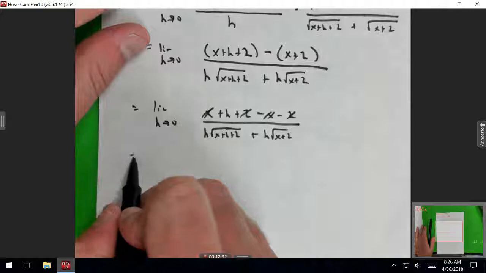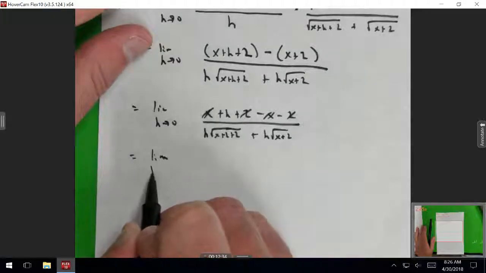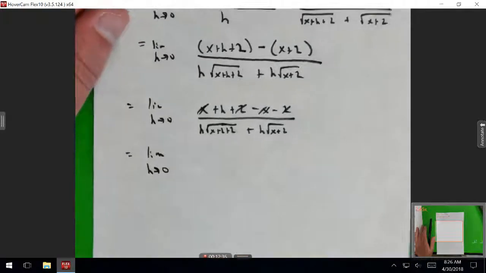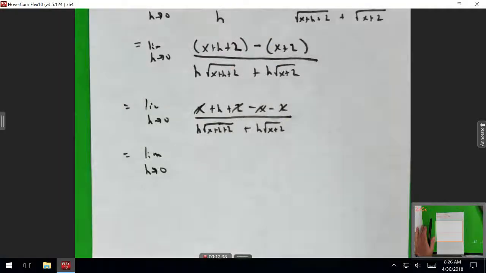Now, if you plugged in 0 right now, guys, would you still get 0 in the denominator? Because you got 0 times something, that's going to give you 0. So you got to do something else. How can you get that h on the top to cancel out? Do what in the bottom? Factor out the h. Very good.